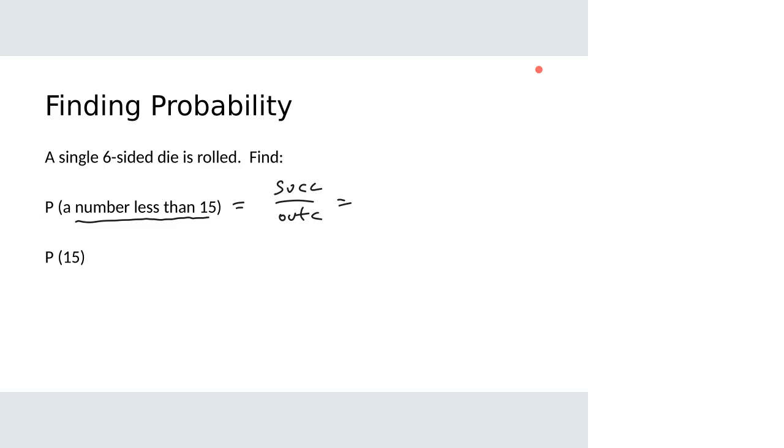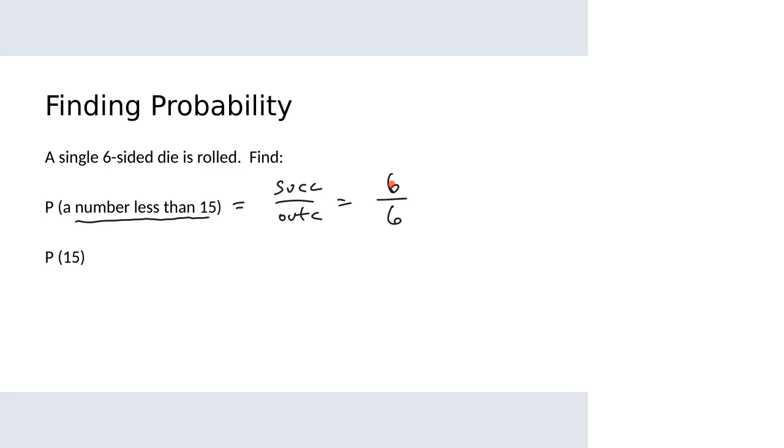All right, Karina, very good. Excellent. 6/6. Natalie, 6/6. So we have 6 outcomes on that dice. 1, 2, 3, 4, 5, 6. How many of them are less than 15? Well, all 6 of them are. So I have 6 successes and 6 outcomes. Lorraine's answer of 1 here is correct. So is Karina and Natalie.